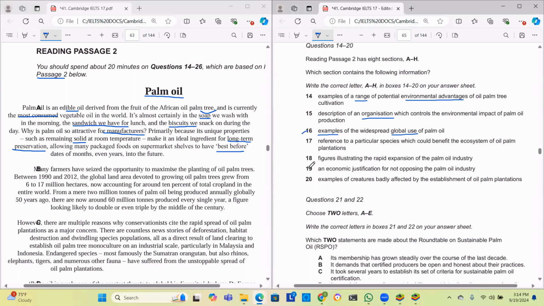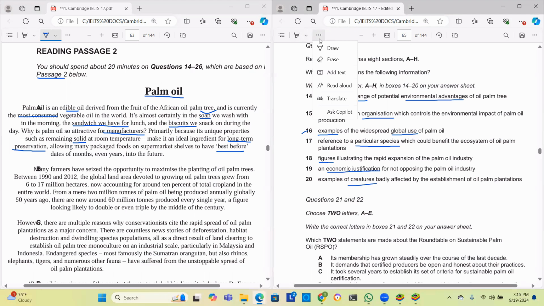Okay, let's read the next ones as well. Reference to a particular species which could benefit the ecosystem of the oil palm plantations. Did we read about any particular species of animals? No. Then, figures illustrating the rapid expansion of the palm oil industry. Are there any figures or numbers here? No. An economic justification for not opposing the palm oil industry. There is no economic justification. We did not read anything about this. And examples of creatures badly affected by the establishment of oil palm plantations. No, guys, we did not read anything about the creatures, right? So only the 16th one is matching here.